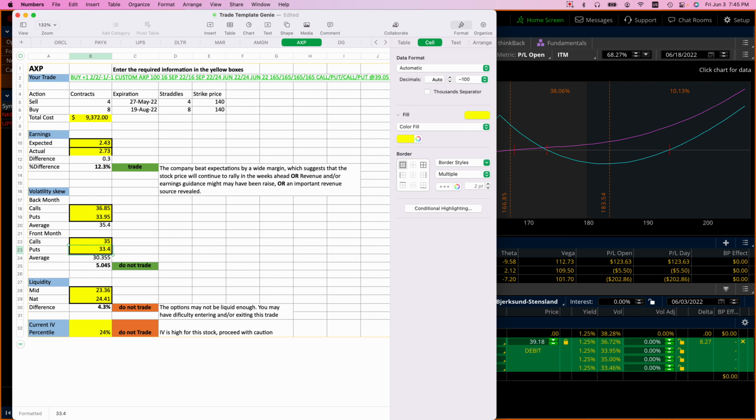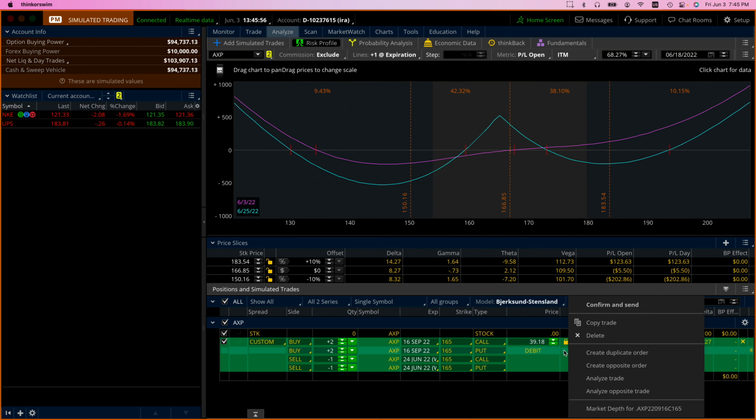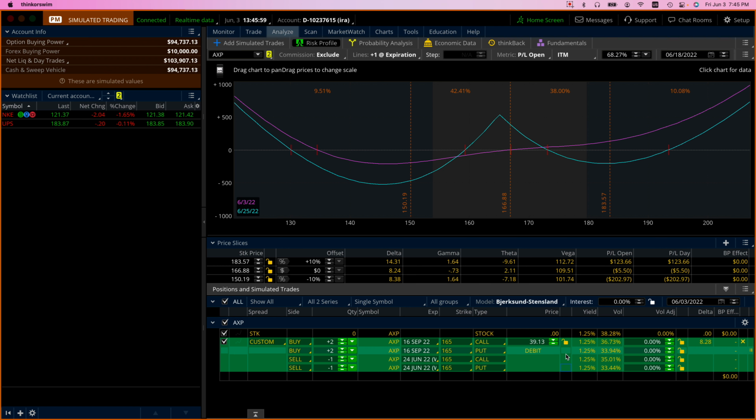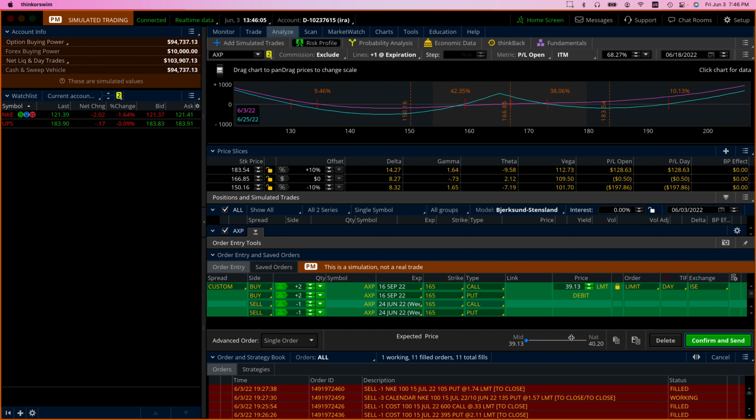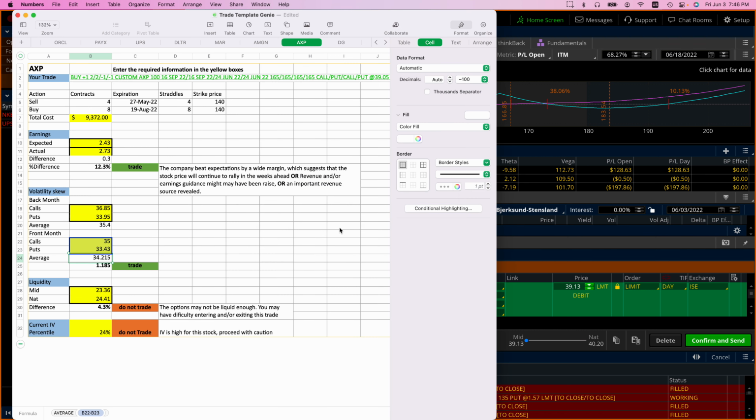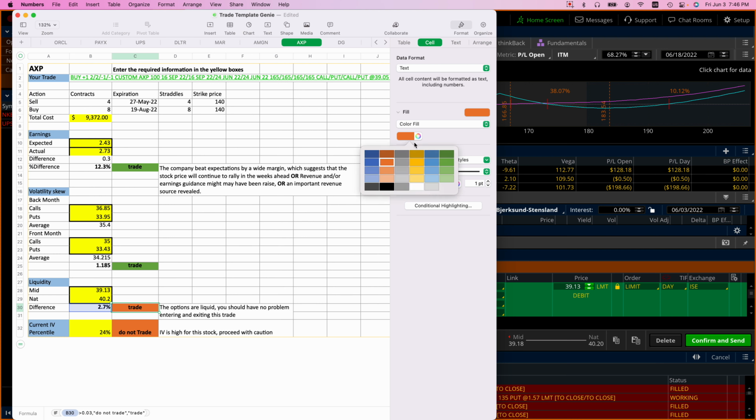35, 33.43. And that says trade. It's very close to equal on both sides. Liquidity, we unlock it first. Create duplicate. 39.13 versus 40.2. Okay, so the mid. Okay, that's a trade. We can definitely trade this one.